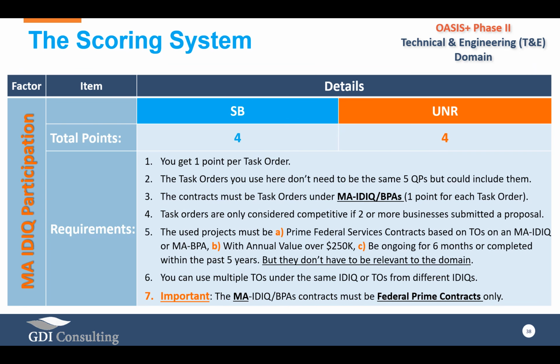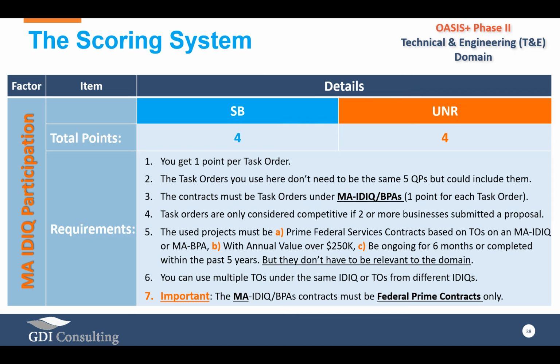So starting with the first one, you get 1 point for each task order that you have performed under a multiple, emphasis on multiple, award IDIQ or BPA. And you must obviously be the prime. You cannot be a subcontractor to a multiple award IDIQ and then get points. You have to be prime on it. The maximum point is 4, meaning that you can have up to 4 different task orders, 1 point for each. Now, these can come all from different multiple IDIQs or BPAs, or they can come from one. Doesn't matter. Also, these contracts don't need to be the same ones you used for the 5 QPs. They can be completely different, or maybe there's a mix.